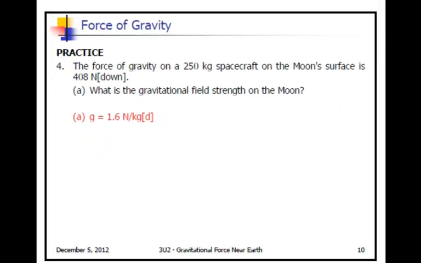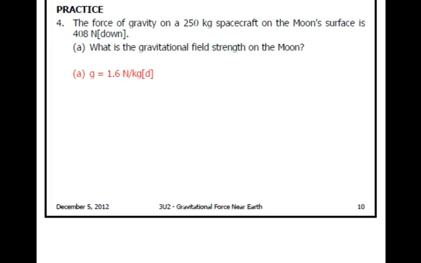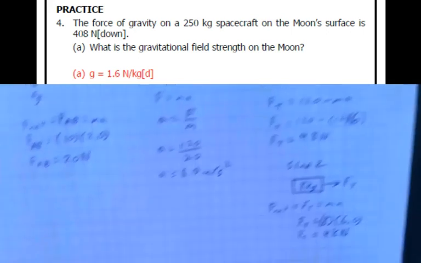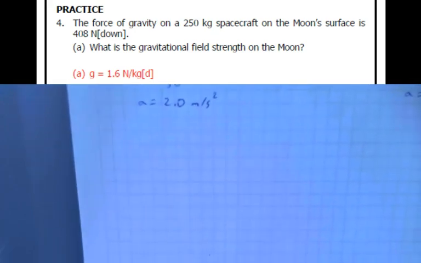Another question: the force of gravity on a 250 kilogram spacecraft on the moon's surface is 480 newtons down. What is the gravitational field strength of the moon? This one's a little bit more interesting, so we'll try this problem out. We know the gravitational field strength on Earth, but when we're on the moon, things change a little bit because we know that the moon has about a sixth of the Earth's mass. So let's see what happens here when we try this question.